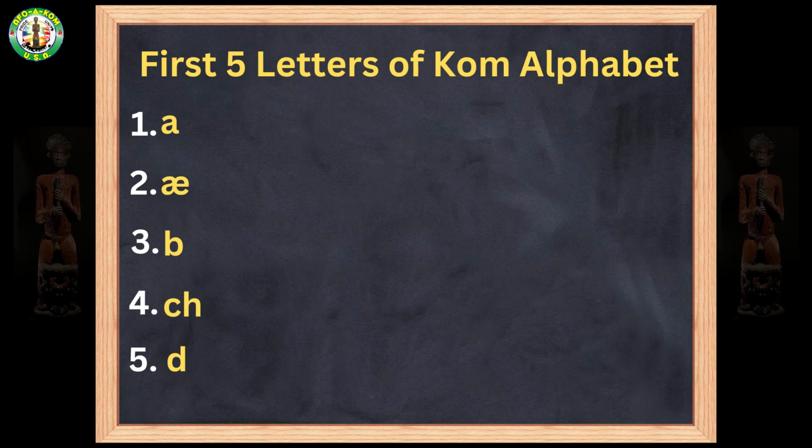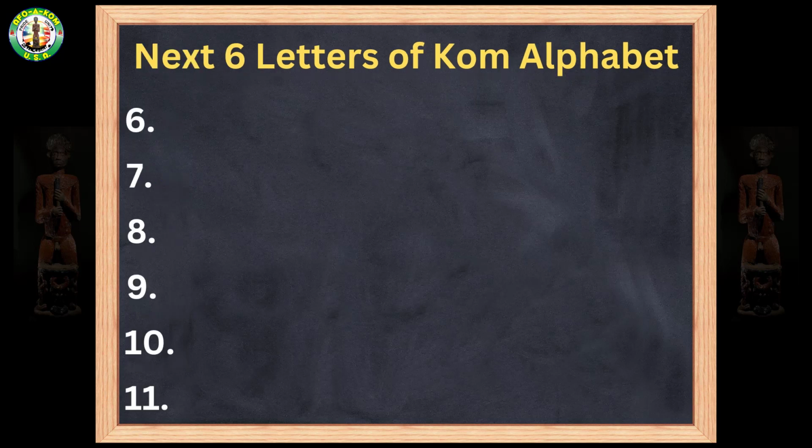In this lesson, we are learning the next 6 letters of the Kom alphabet, beginning with the first one, which is letter E, written exactly the same way as it is written in the English alphabet. Now, the sound of letter E in the Kom language is A, as used in abe, which means compound, as used in te, which means insult.